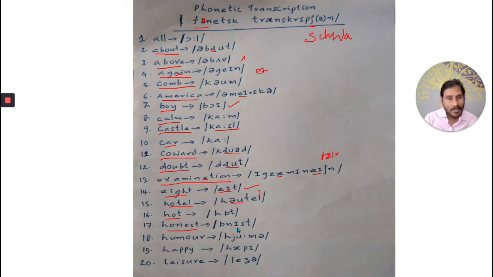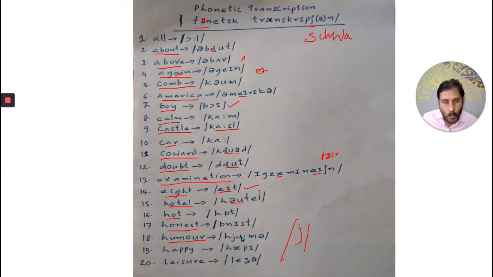Honest. He's an honest person. Like that, humor. He has a humorous character. He has a sense of humor, we say. Whenever he writes the spelling J, actually it is yeah.